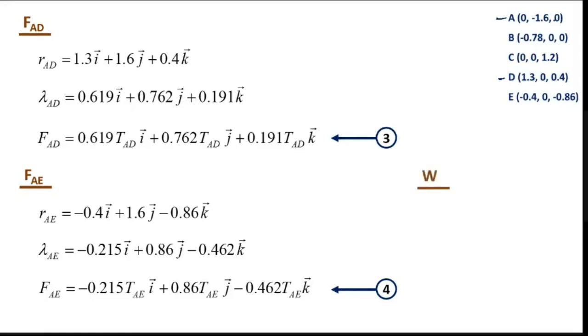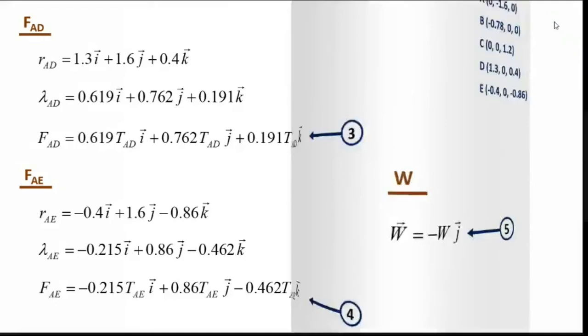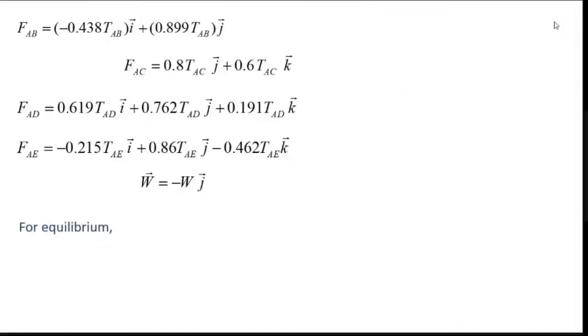Last, W, as I told you, is parallel to your y-axis. So I can directly write it as minus W J vector. You can't resolve that, so you can directly write it as minus W J vector. This is my fifth equation. Now I got 5 equations. Let me relate them. So these are my 5 equations.